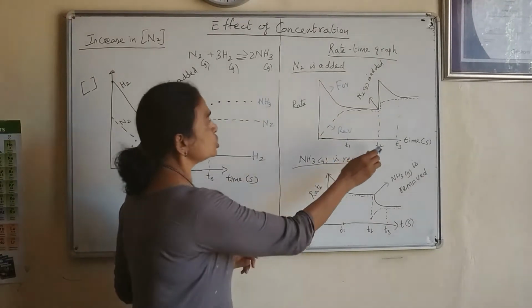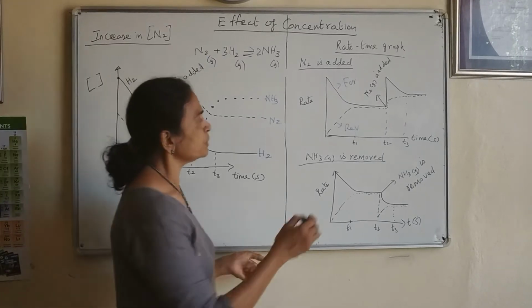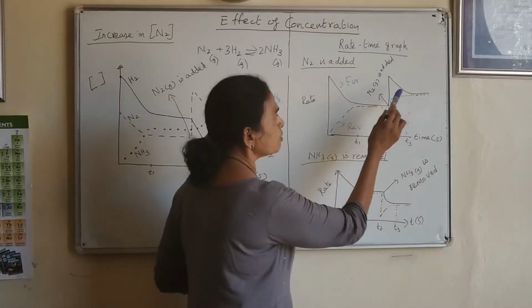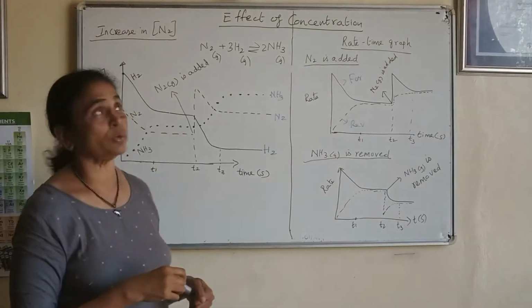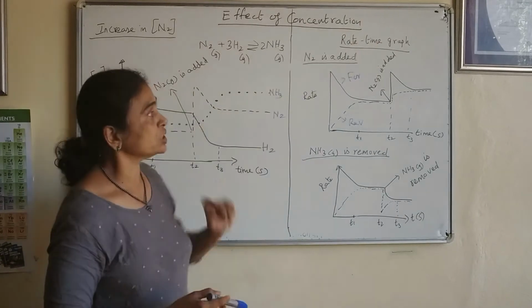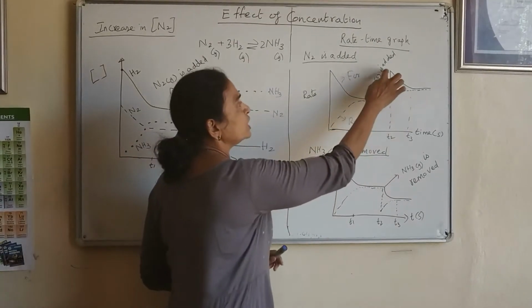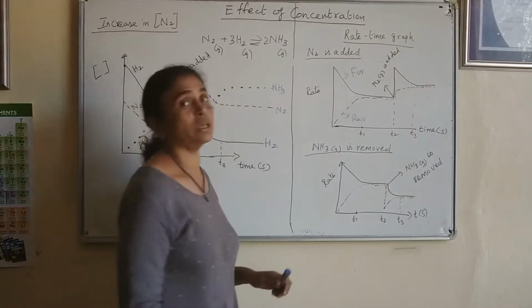So at T2, you are adding a chemical. Nitrogen gas is added. So what happens? Both of them go up, but which one goes up more? Forward is greater because it favors the forward reaction. You add nitrogen, it favors the forward reaction. So the forward reaction rate goes up, but the reverse is not going up. Finally, they all attain equilibrium.